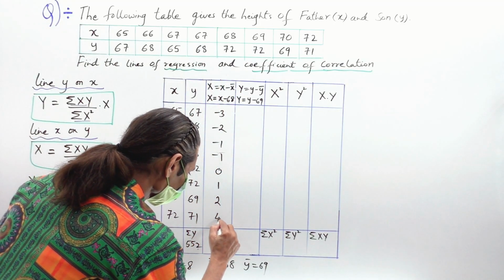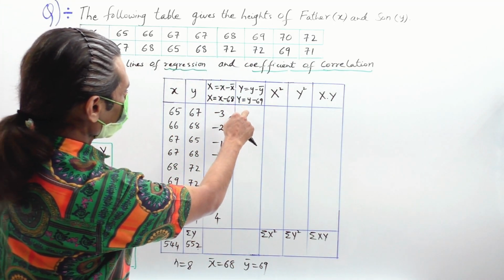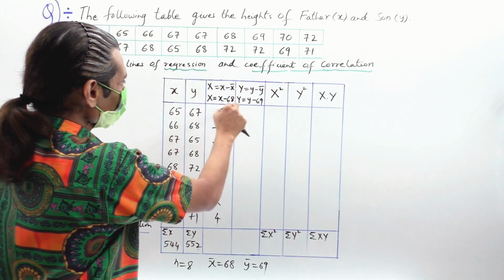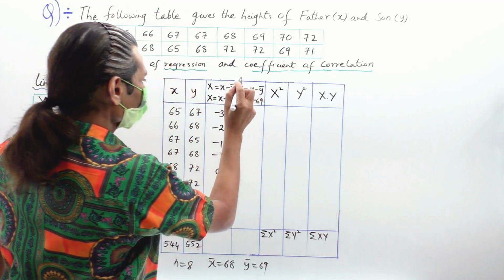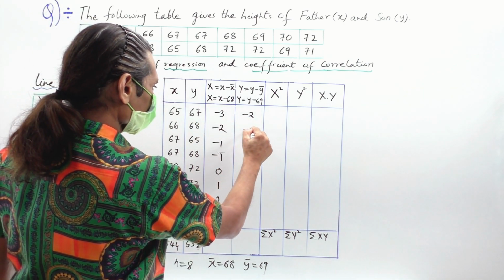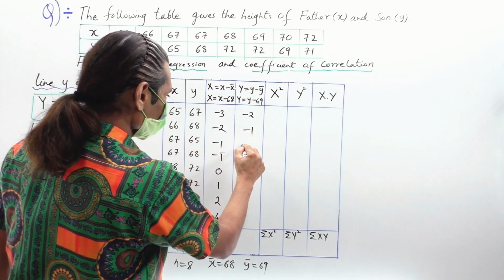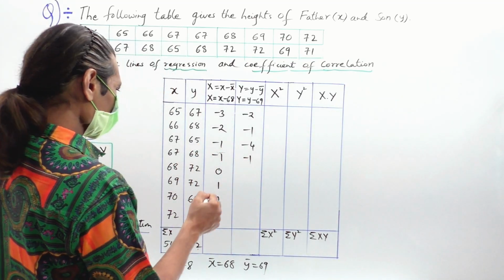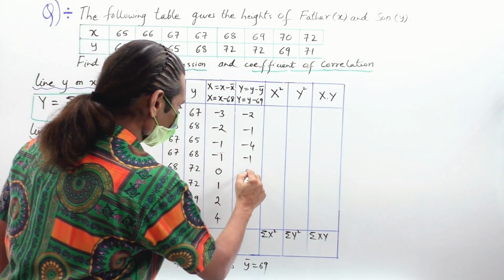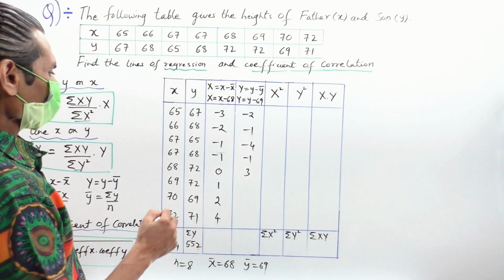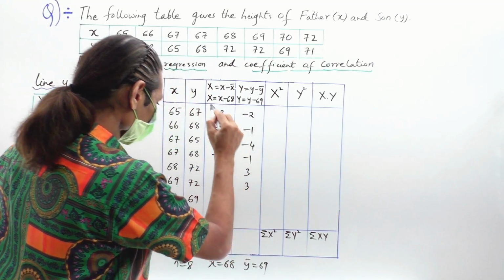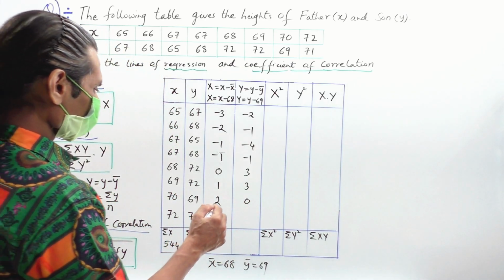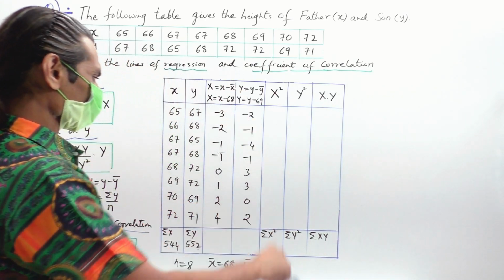Okay, now capital Y, y minus 69, that is y bar. So 67 minus 69 is minus 2, then we have 68 minus 69 is minus 1, 65 minus 69 is minus 4, 68 minus 69 is minus 1, simple calculations, 72 minus 69 is 3, okay, then again this will be 3, fine, then we have 69 minus 69 is 0 and 71 minus 69 is 2, that's it.